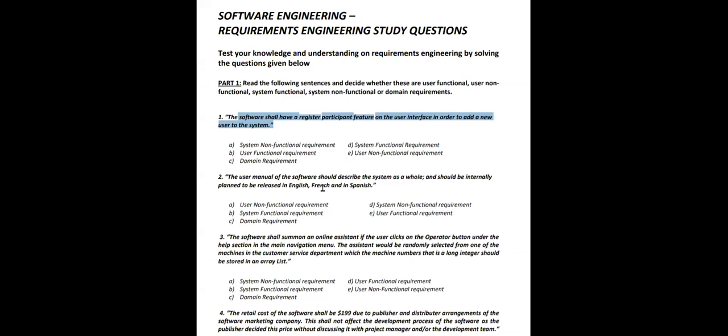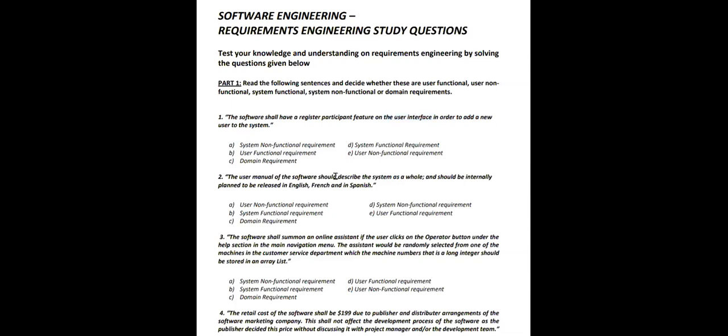But is it a functional requirement or a non-functional one? It is a functional requirement because it doesn't affect the system as a whole. So this answer should be B. When it affects the system as a whole, it's going to be a non-functional requirement. Here it affects only one portion of the system, that is the user interface. Do you see? So it is a functional requirement.